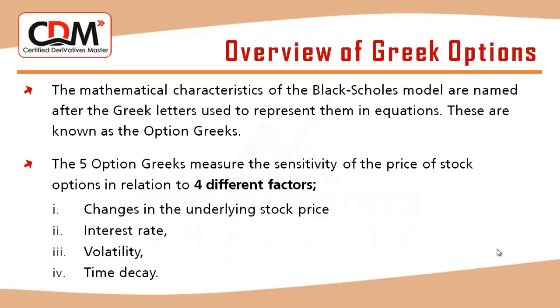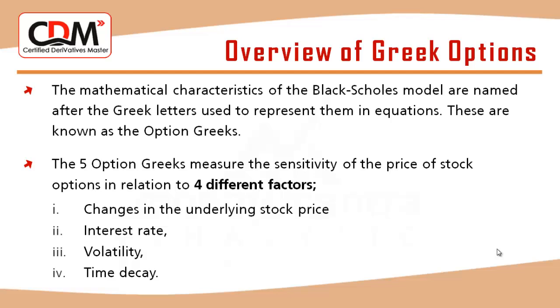So primarily there are 5 types of Greek options: delta, gamma, vega, rho, and theta. These are the primary Greek calculations on which the pricing of an option's value is determined. We are going to give you a brief introduction and a brief definition, so that these things look familiar to you.